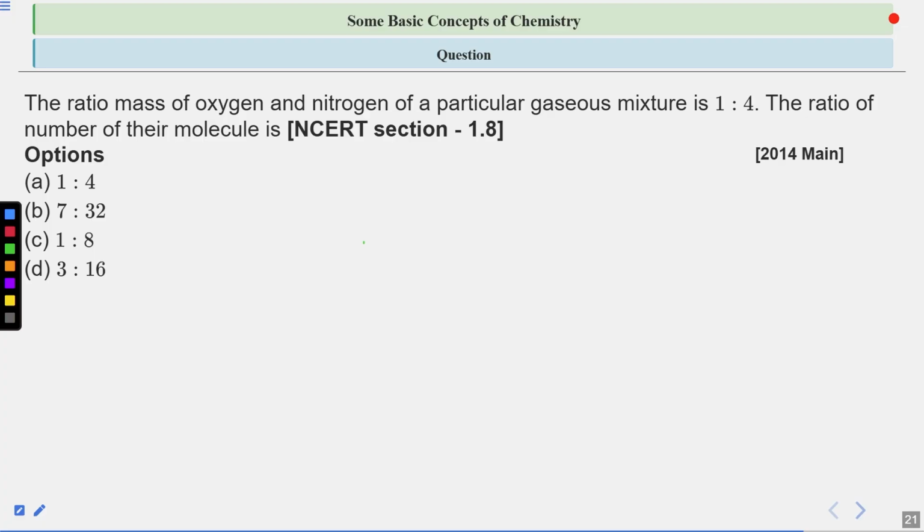I will try to move quickly because we are lacking time. It is given that we have to find the ratio of the number of molecules if the ratio of mass of oxygen and nitrogen is 1:4. So this was asked in the 2014 mains. Your time to solve this question starts now.